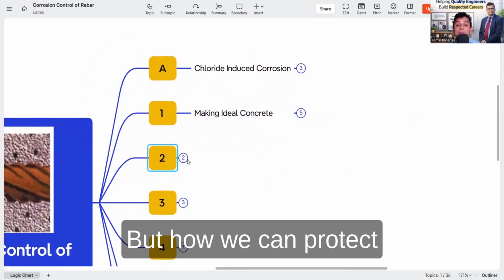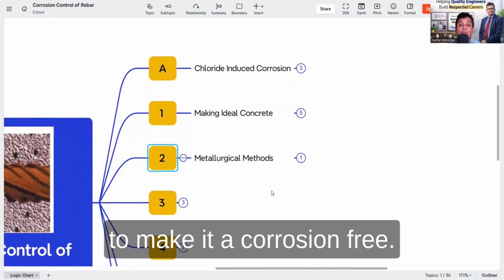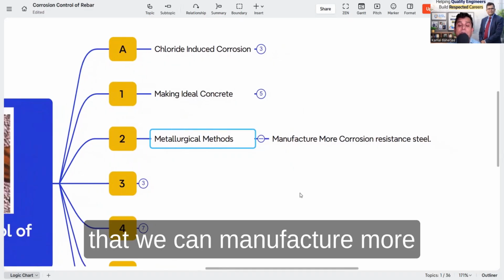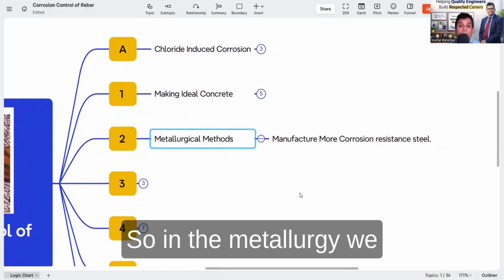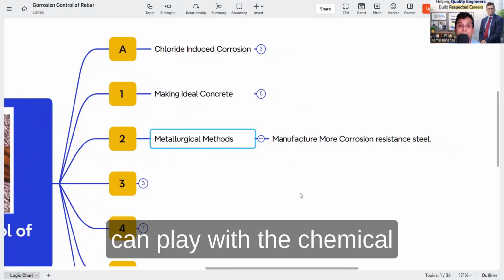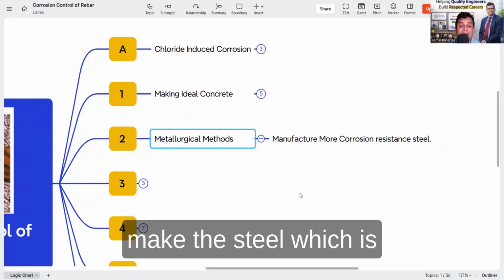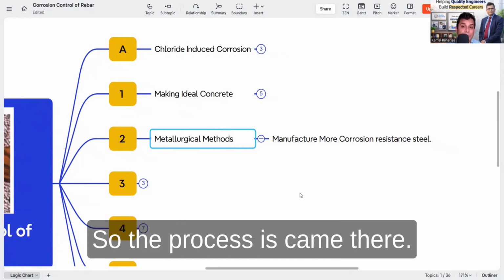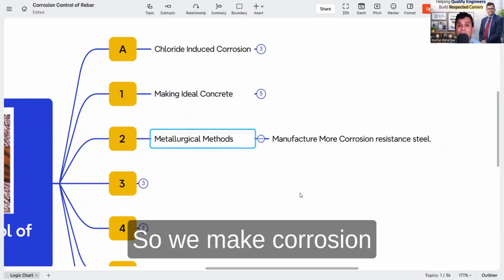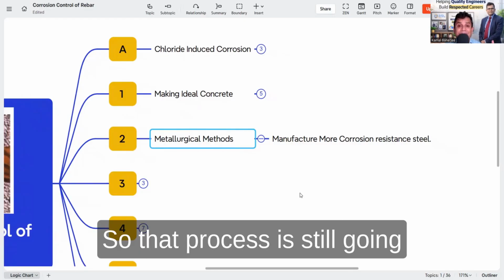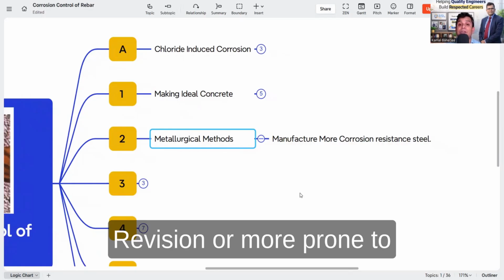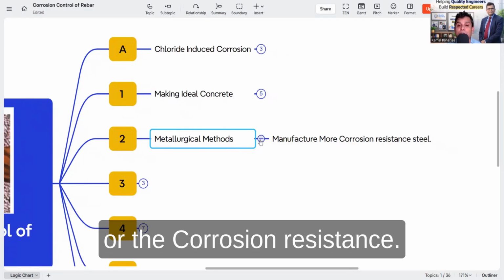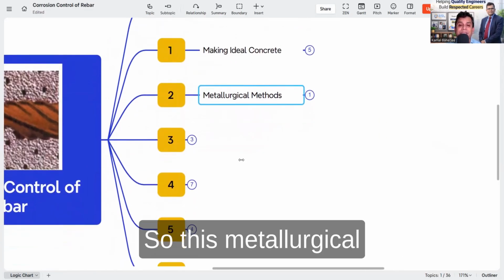But how can we protect our steel itself to make it corrosion free? First, the metallurgical method, where we can manufacture more corrosion resistant steel. In metallurgy we can play with the chemical composition, and we can make steel which is itself protective against corrosion. That process is still going on, with further revisions to make the steel better at resisting corrosion. So this metallurgical method is there.